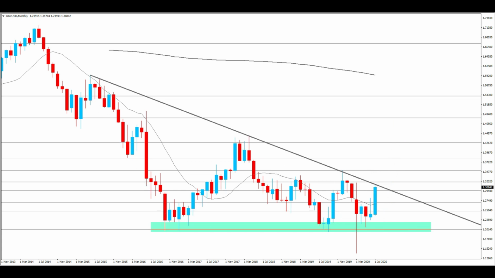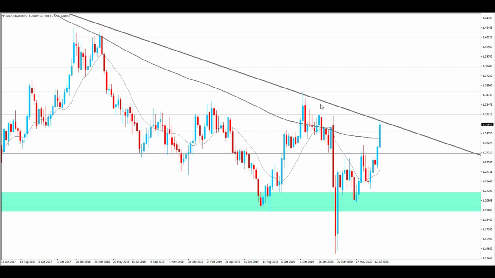So that could be the case if we do have a break of this weekly trend line. But again, we don't know if that will happen yet. So again, we're at that trend line, so we'll be looking for short opportunities. It is at a good area in the market.